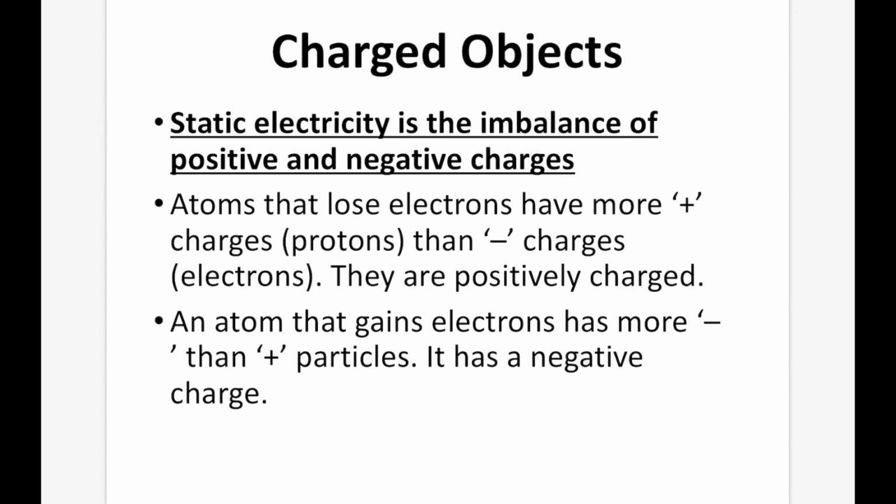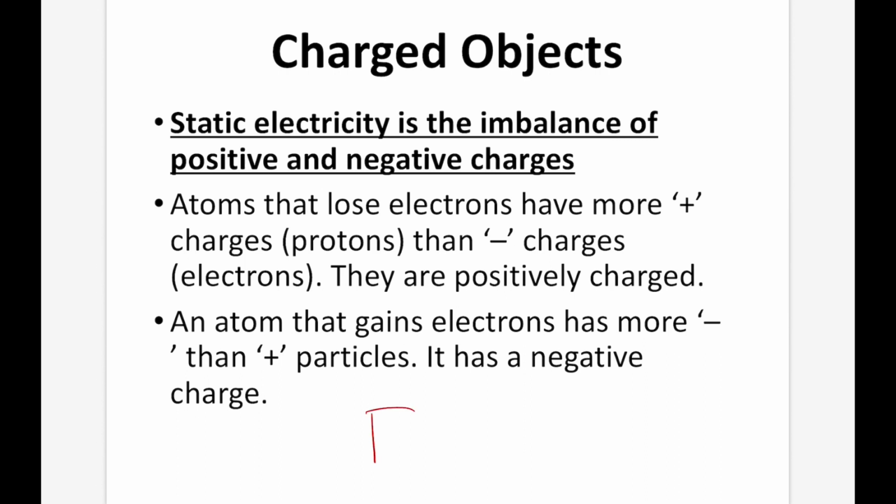Charged objects. Static electricity is the imbalance of positive and negative charges. Atoms that lose electrons have more positive charges, protons, than negative charges, electrons. They are positively charged as a result. An atom that gains electrons has more negative than positive particles. It has a negative charge overall.